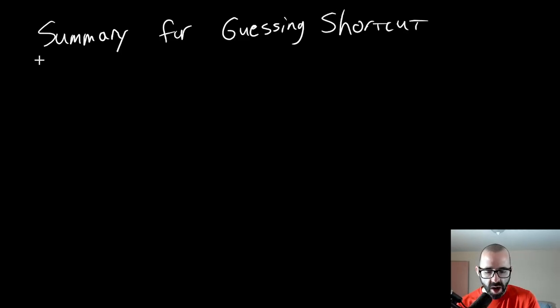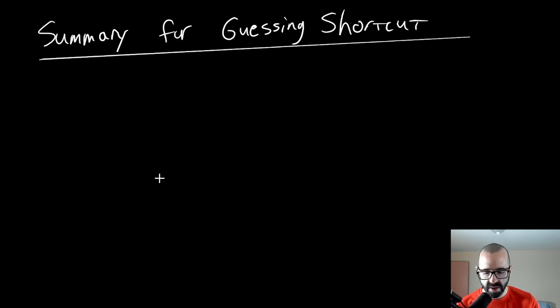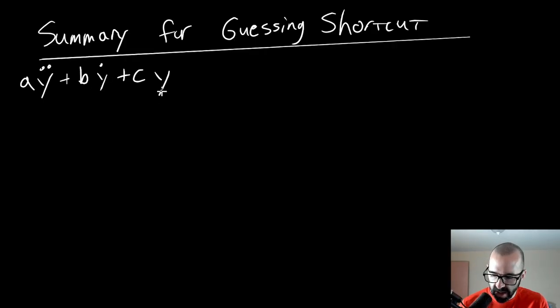First off, what problems does this work for? This works for problems of the form a times the second derivative plus b times the first derivative plus c times y equals 0. Oh, I wrote it down wrong in my notes, but there definitely needs to be a y here. This is a constant coefficient, linear, homogeneous, second order differential equation. So if it's not looking like this, we're not using this specific shortcut.